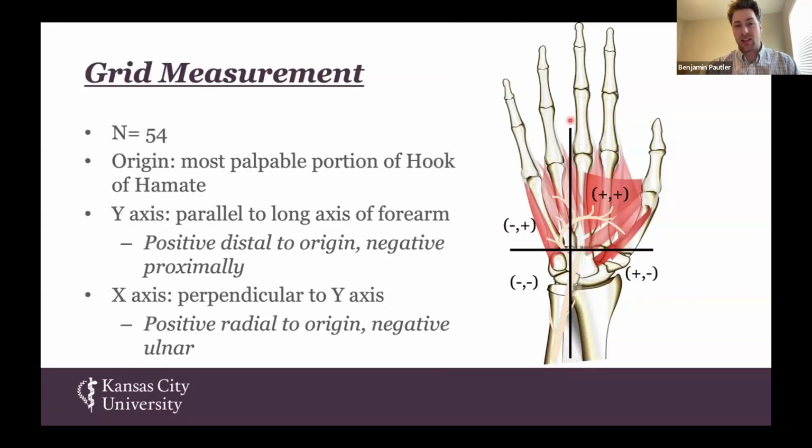Having completed that dissection, we could go into our grid measurements. You can see here a depiction of what our grid looked like with the hook of hamate right at that origin, the most palpable portion of it. The y-axis was made parallel to the long axis of the arm, as you can see here, with positive notated distally and negative proximally. Additionally, the x-axis was made perpendicular to that y-axis, with positive being radial to the origin and negative ulnar. These grid measurements were performed in 54 separate hands.